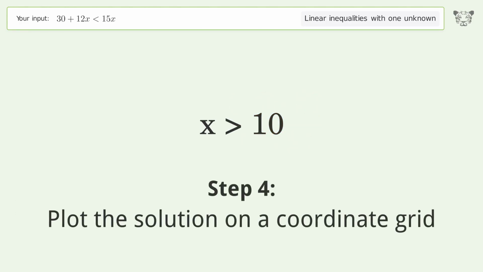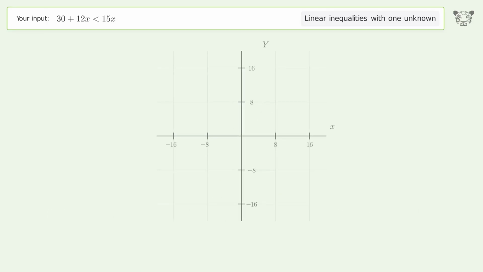Plot the solution on a coordinate grid. And so the final result is x greater than 10.